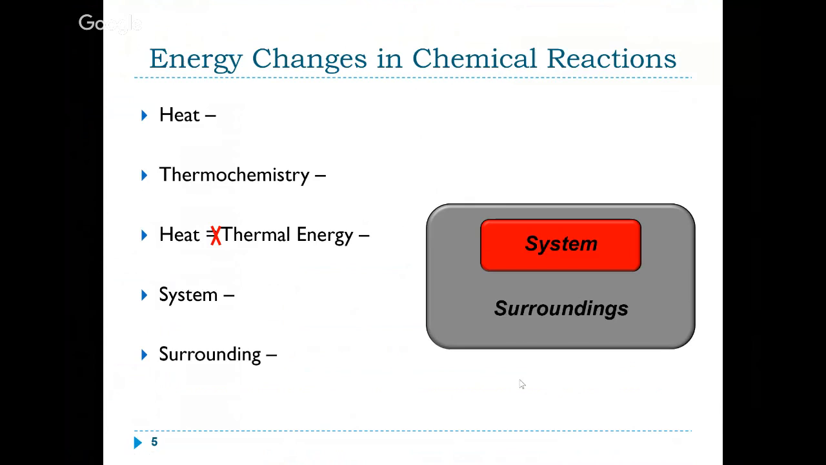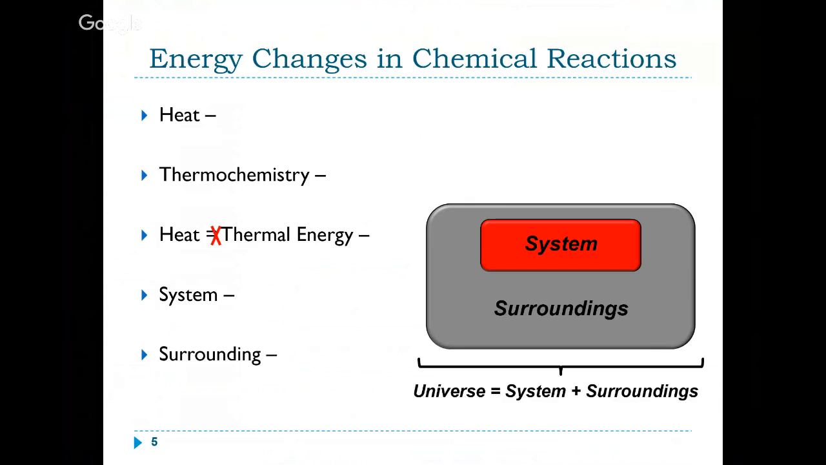And we need to define some things, which is system versus surroundings. So system is what we're interested in. Surroundings is what is around it. So for example, if we're doing a reaction, let's say we're dissolving something in water. Well, the reaction of that substance dissolving would be our system. The surroundings would be our water. We can measure temperature changes in water. It's very convenient. So the total energy of the system and the surroundings equals the energy of the universe.